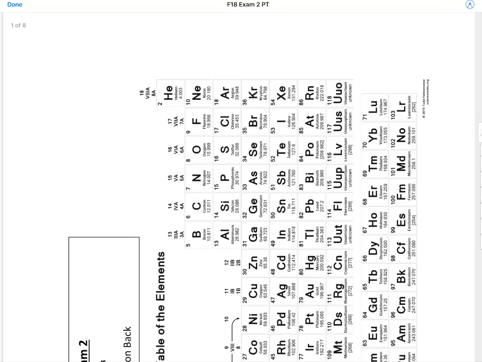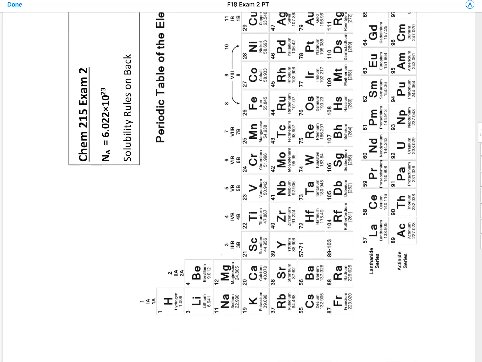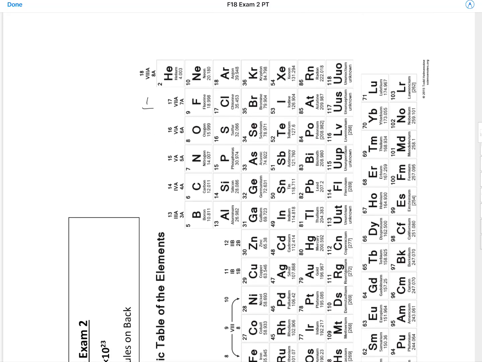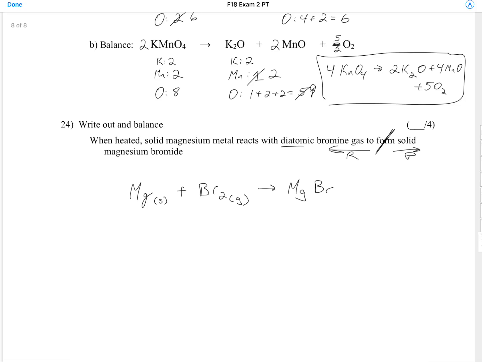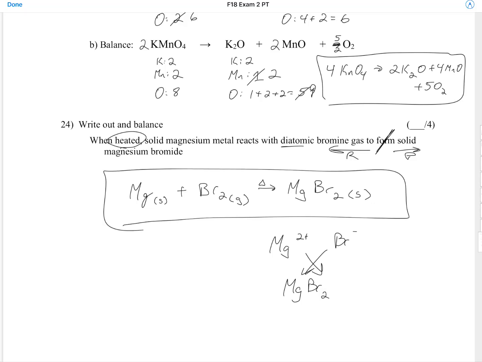Well, if we look at our periodic table, we can see that, sorry, this is sideways, magnesium's in here, so this is 2 plus. Bromine is here, so it's 1 minus. So going back to our magnesium bromide, if magnesium's 2 plus, bromine's 1 minus, that means we have MgBr2. This is a solid. Nope, it's already balanced. 1 magnesium, 1 magnesium, 2 bromines, 2 bromines. So the last thing we have to do is say, hey, it's heated, so I'm going to put this. So this is our balanced equation.